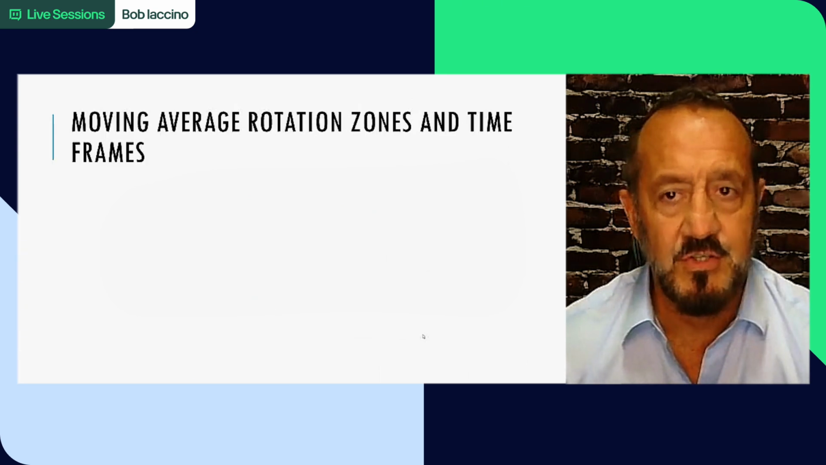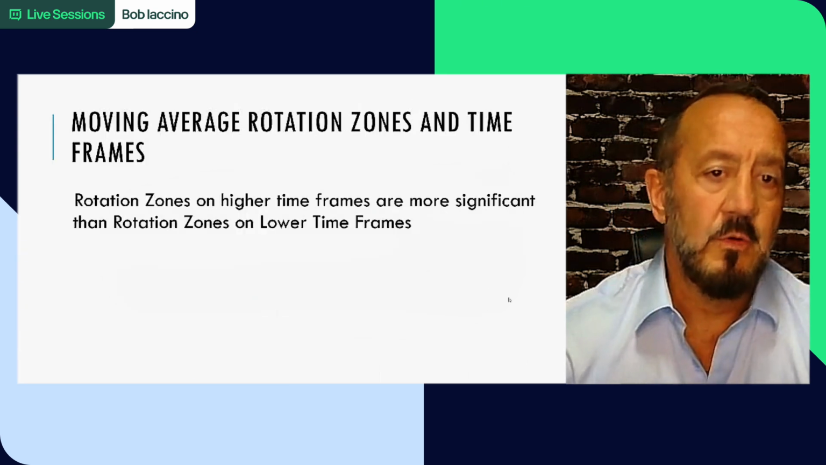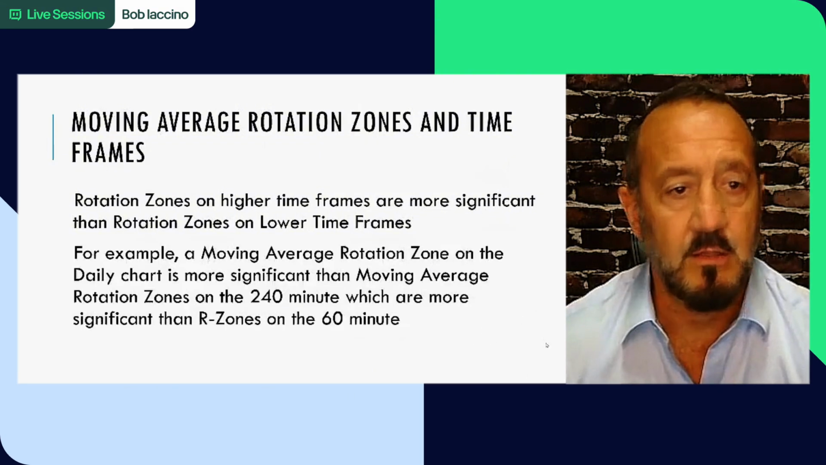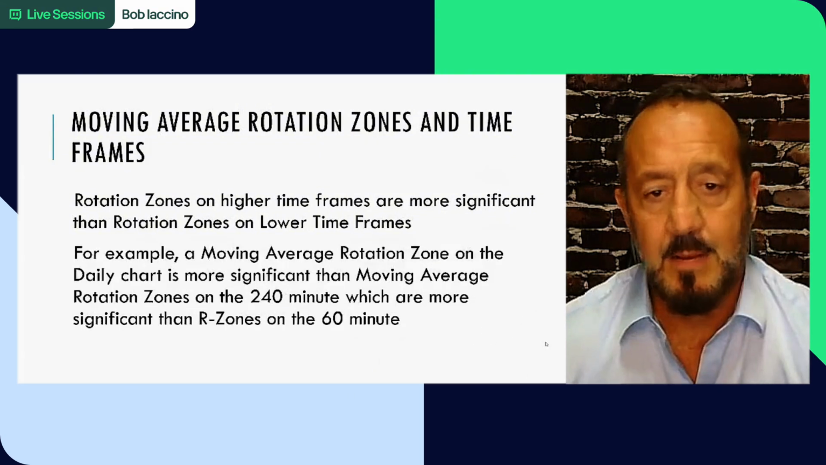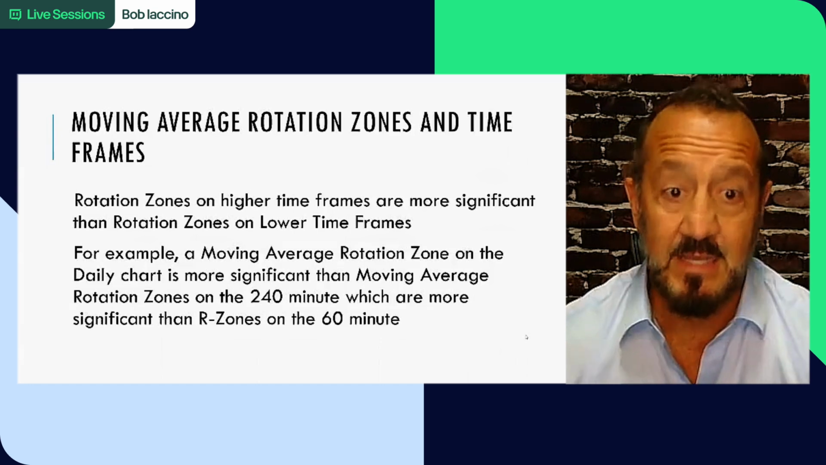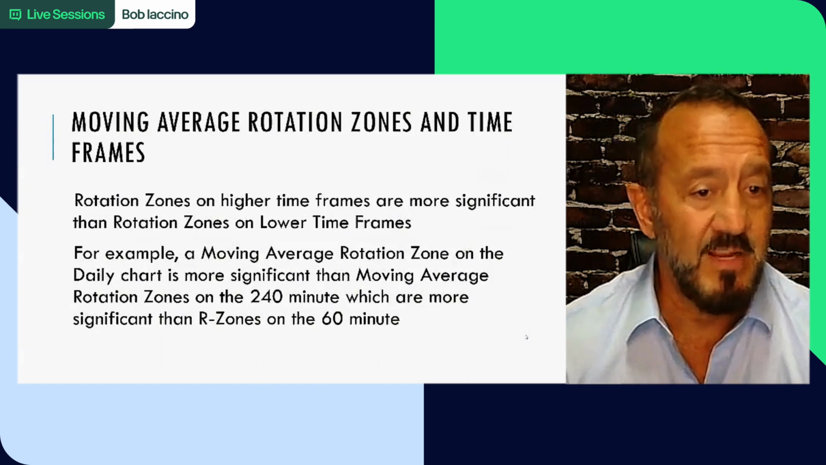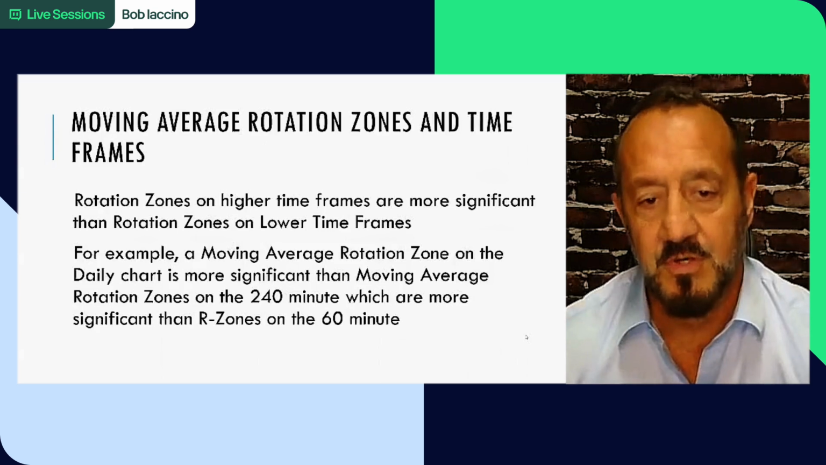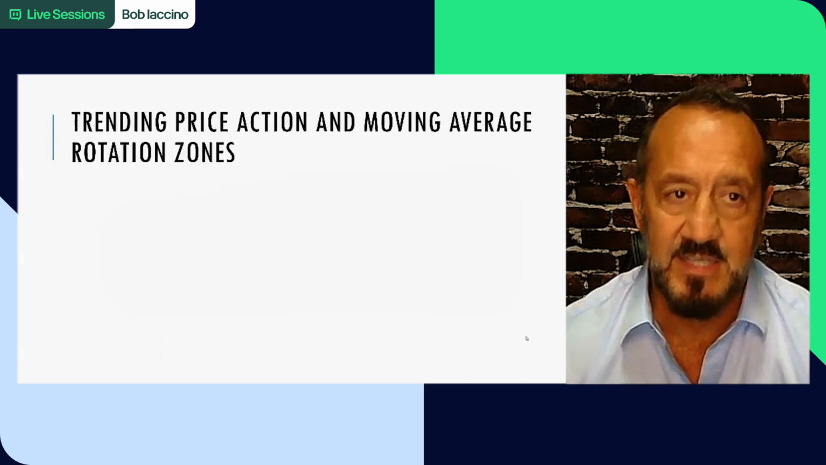Moving average rotation zones and time frames. Rotation zones on higher time frames are more significant than rotation zones on lower time frames. For example, the moving average rotation zone on the daily is more significant than the moving average rotation zone on the 4 hour, which is more significant than on the 60 minutes, etc.